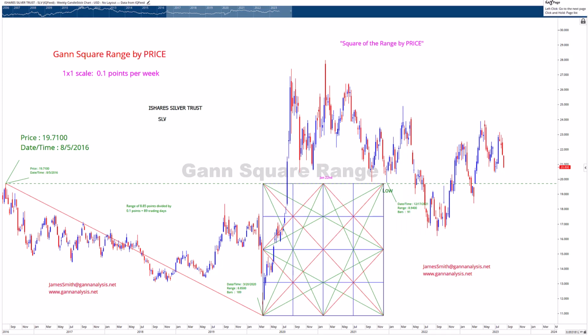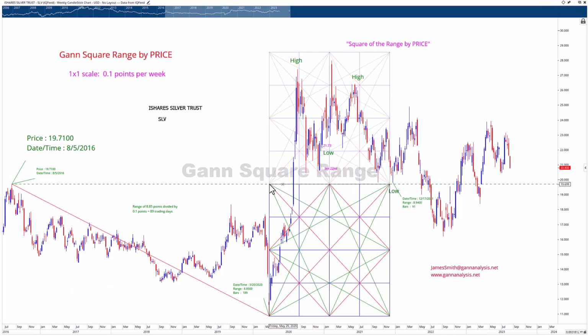Well, when that happens, then you add a square on top of a square. Notice 1/4 of the way through this second square up in time was a high, and then halfway through the square was a low, 3/4 was a high, completion of the square, pretty close to it, was a low. So that works out pretty well.